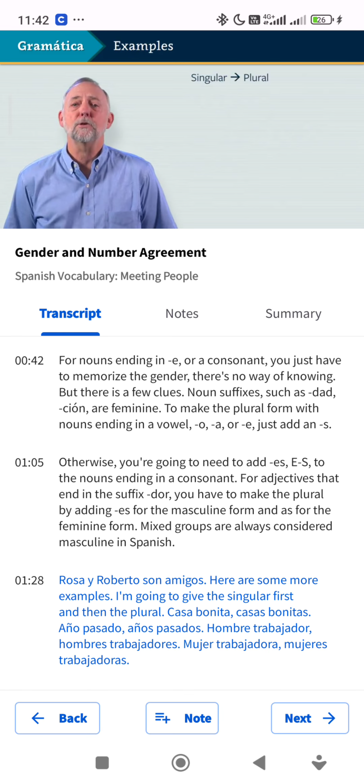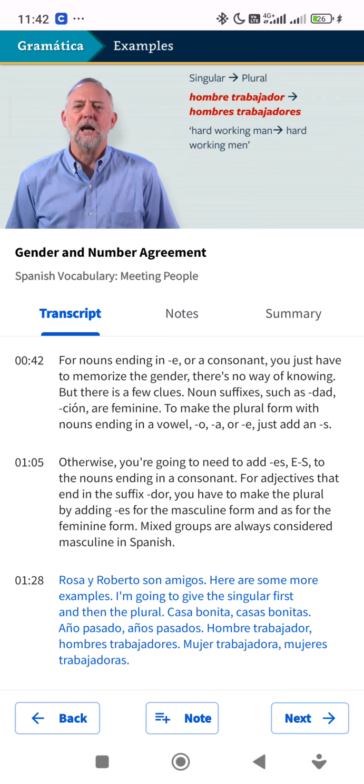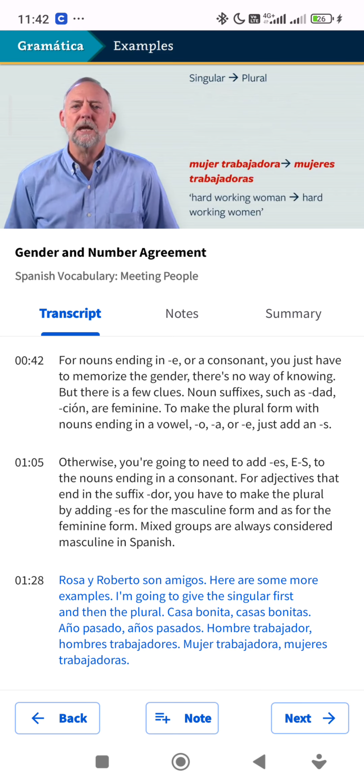Here are some more examples. I'm going to give the singular first and then the plural. Casa bonita, casas bonitas. Año pasado, años pasados. Hombre trabajador, hombres trabajadores. Mujer trabajadora, mujeres trabajadoras.